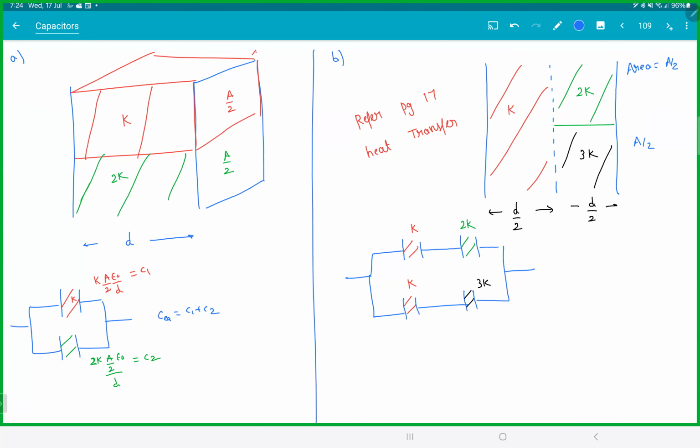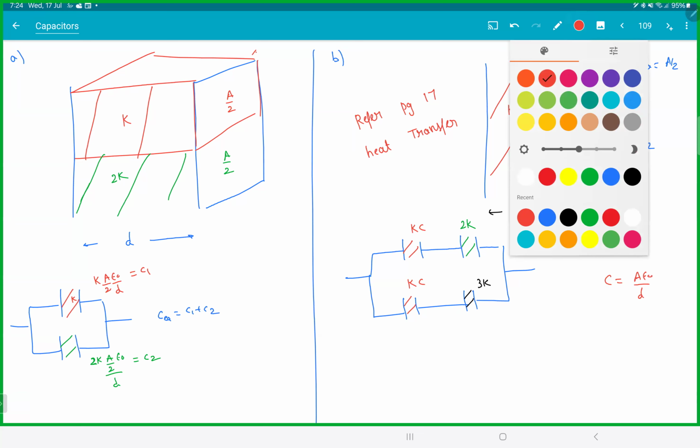Clear? So be careful with this. I'm sure you can handle this. I'll leave it to you. So this capacitance would be KC, where C is A epsilon by D. Area becomes half, distance becomes half. So it will be epsilon by D only. This guy is 2KC and this guy is 3KC. Okay, series parallel, finish it off.